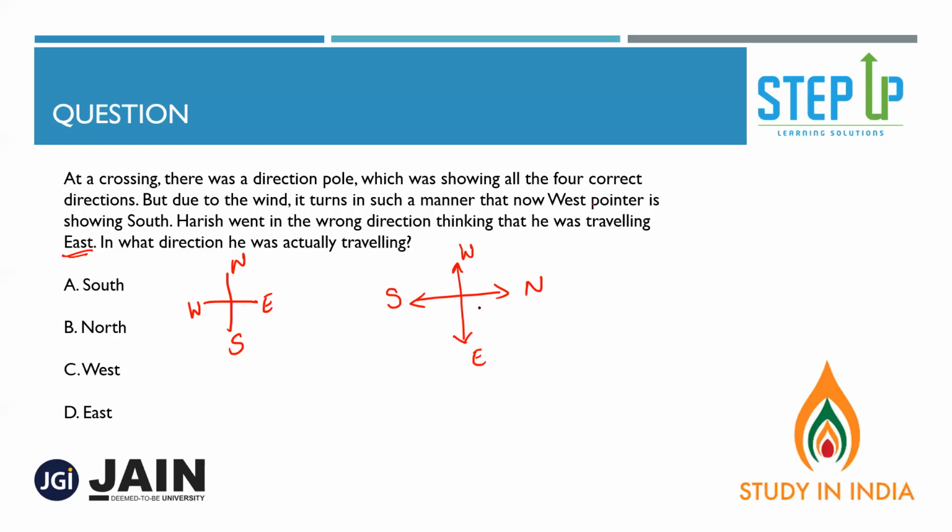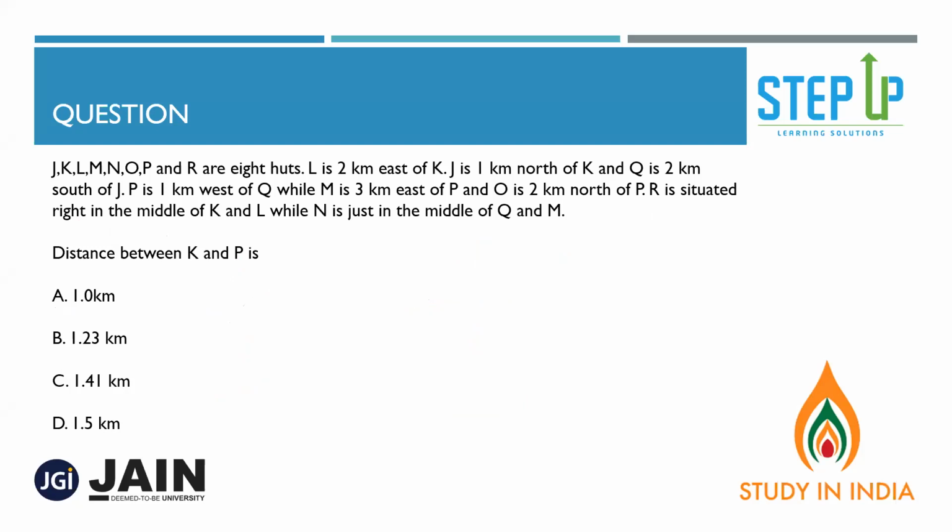He's thinking that he's traveling in east. It means that he's traveling in this direction. So this is the actual correct map. So in which direction is he walking? He's walking in south. He went in the wrong direction. He's thinking correctly that he was traveling in east, so this is his thinking part. I hope that's clear. Peter, I did not understand what you said really, but I hope you are understanding. Fine, so now you can do it.